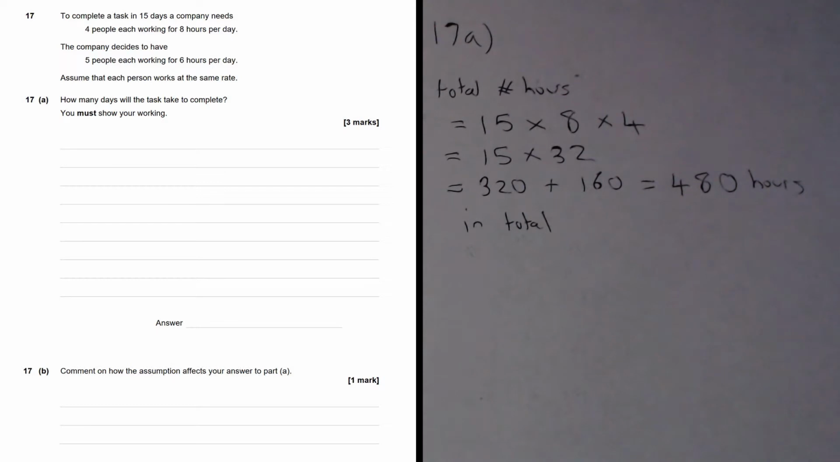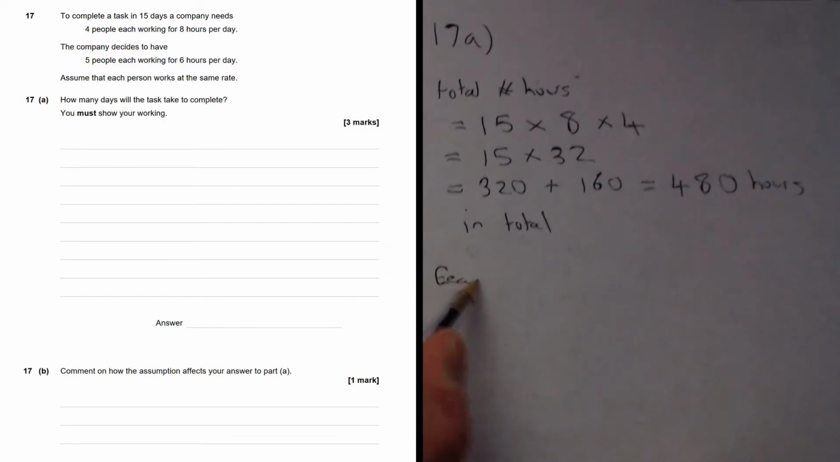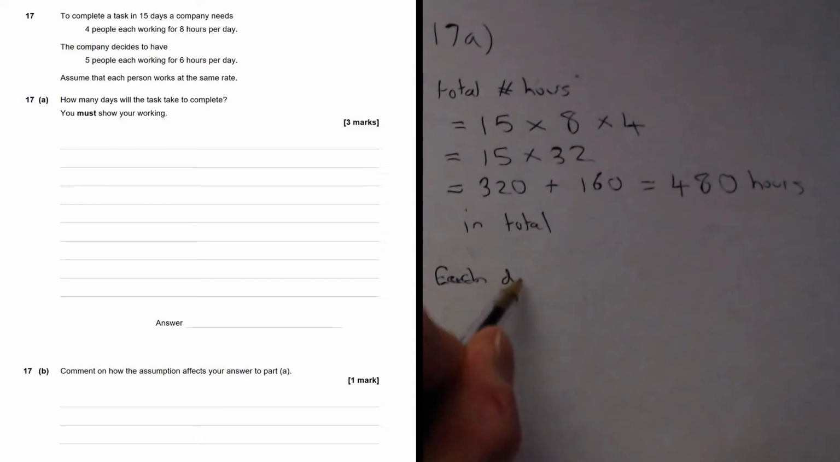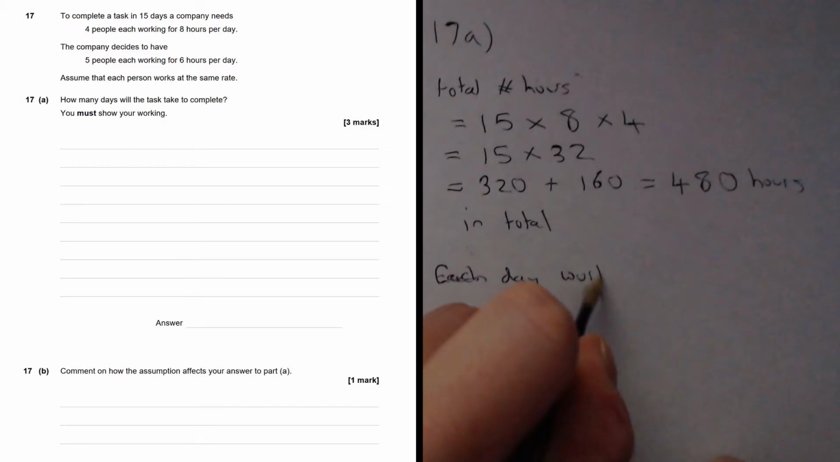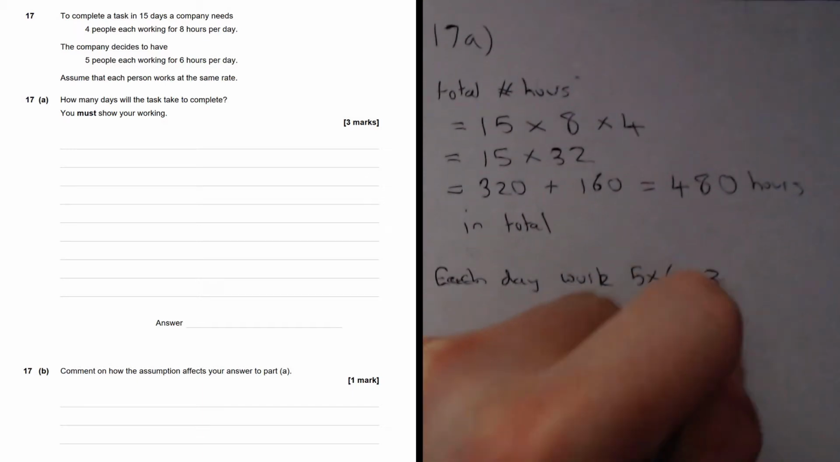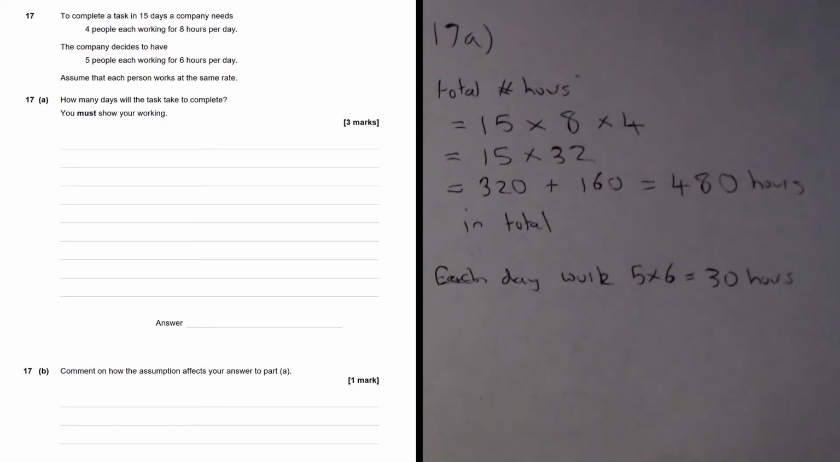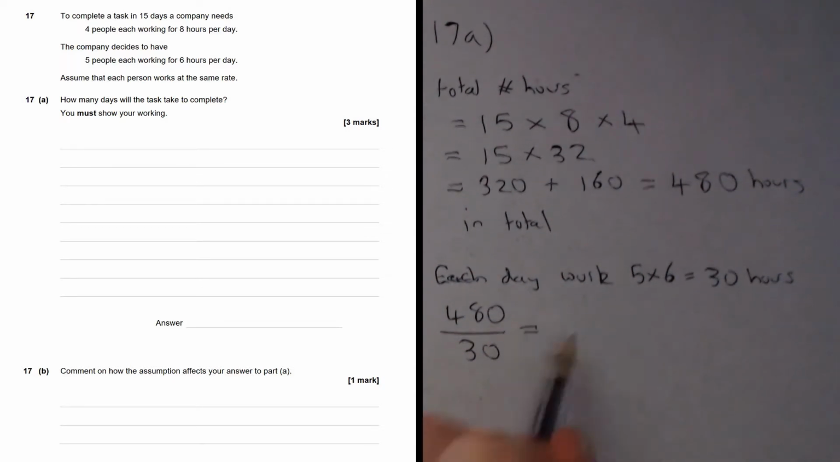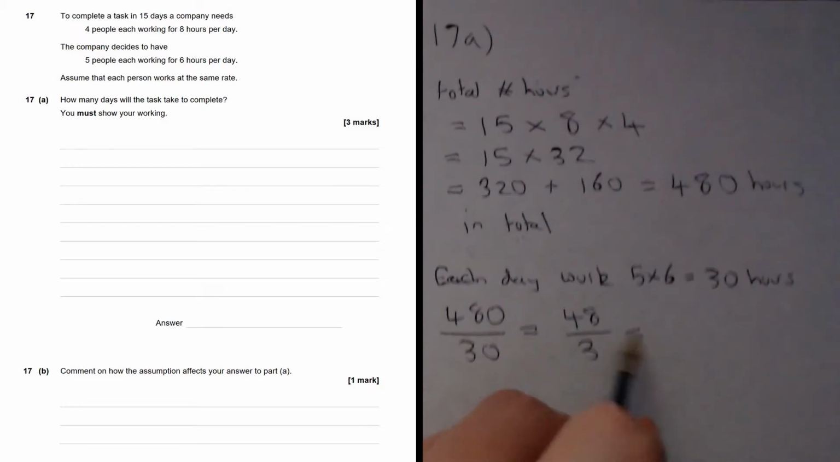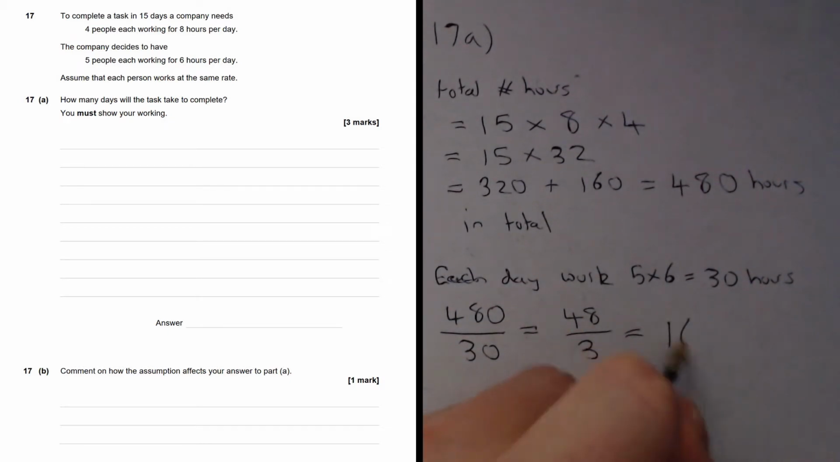But we are told that the company decides to have 5 people, each working for 6 hours per day. So each day they work 5 times 6 equals 30 hours. So we need to divide the total amount of time by the total amount of time in each of these days. So that's going to be 480 divided by 30. Well, that's 48 divided by 3. And that comes out as 16.